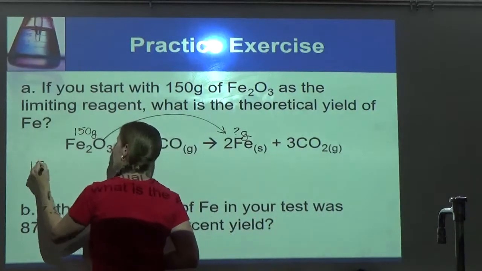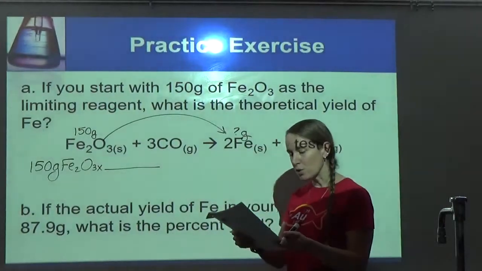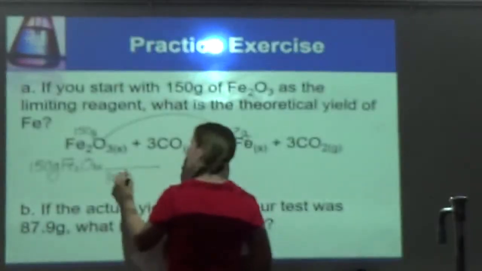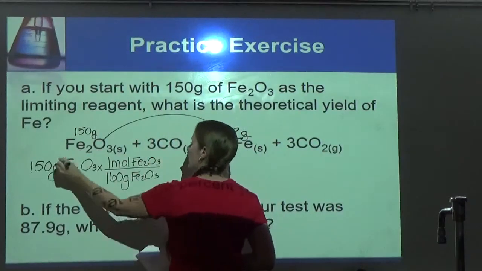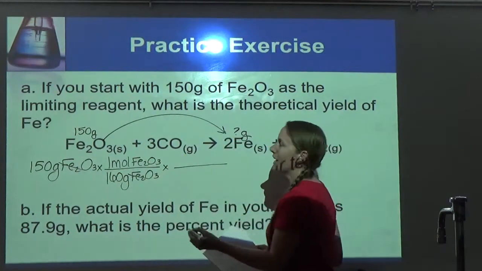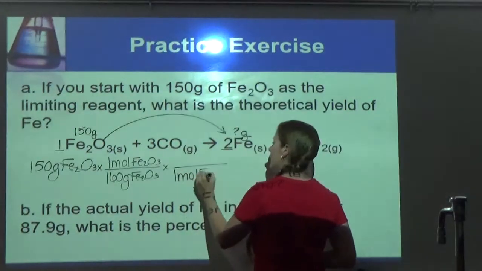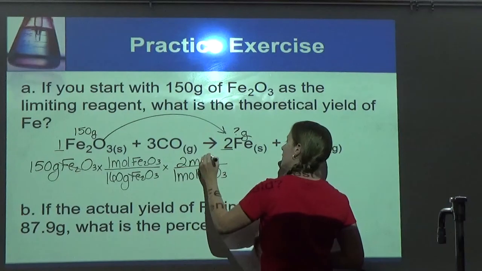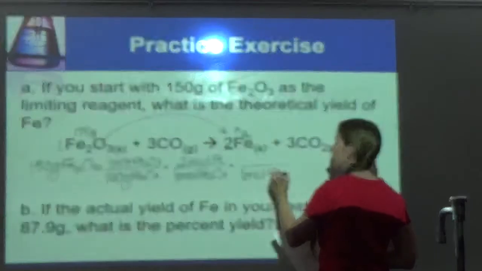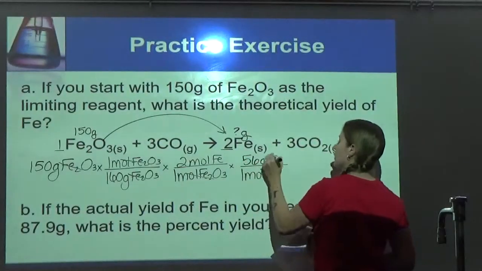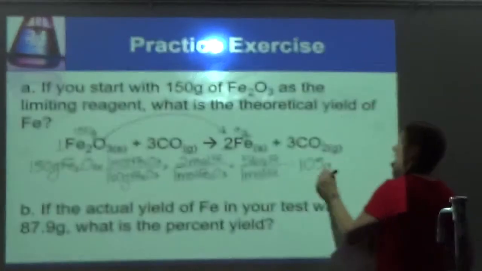So I start with my 150 grams. So 150 grams of Fe2O3. First step is change to moles using molar mass. Molar mass of Fe2O3 is about 160 grams. And that equals 1 mole. Next step, of course, is mole ratio. I can see that 1 mole of my Fe2O3 makes 2 moles of Fe. So I'll put that in next. And then last step, of course, is to get to grams. So I know 1 mole of Fe equals its molar mass of about 56 grams. So once I multiply and divide, I get about 105 grams of Fe.